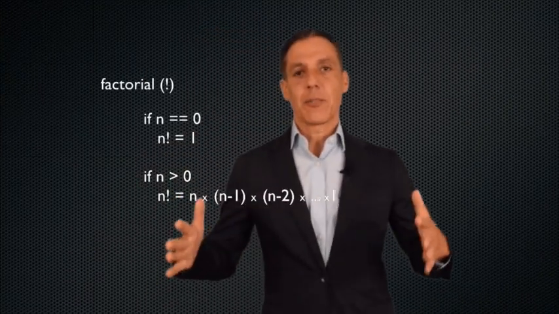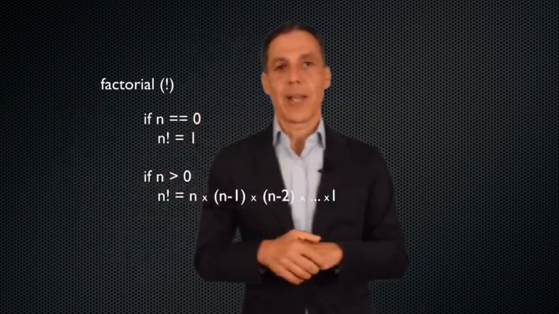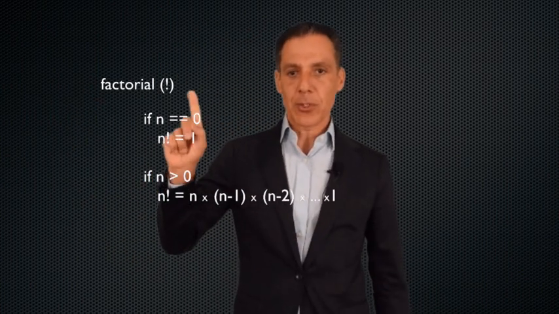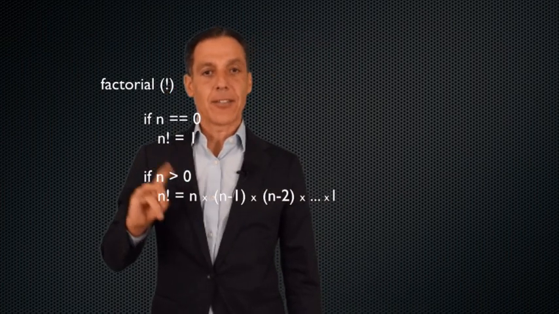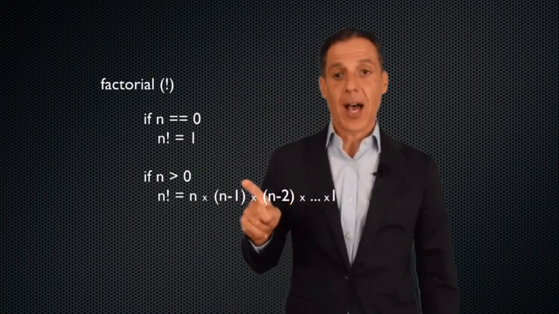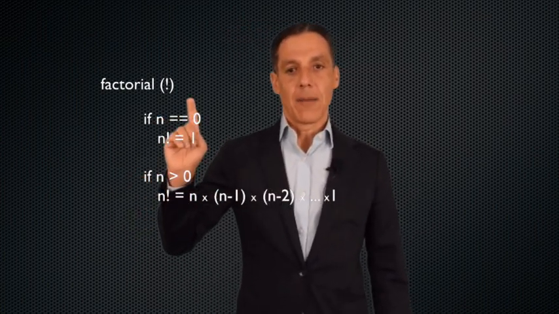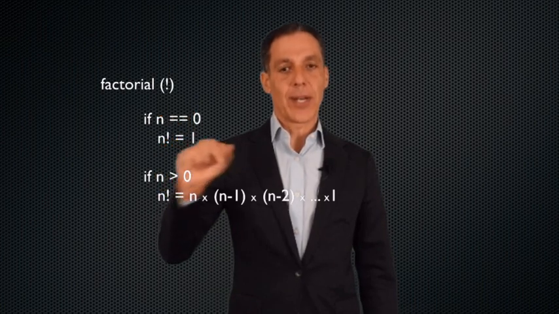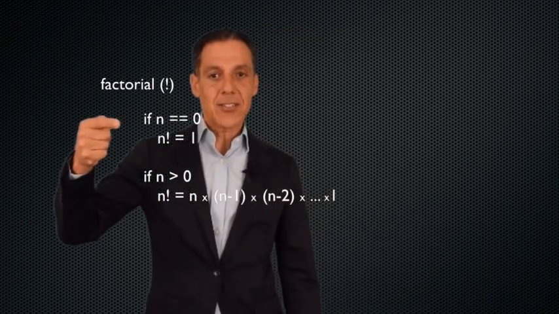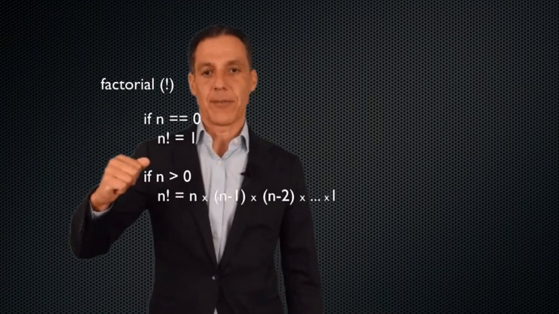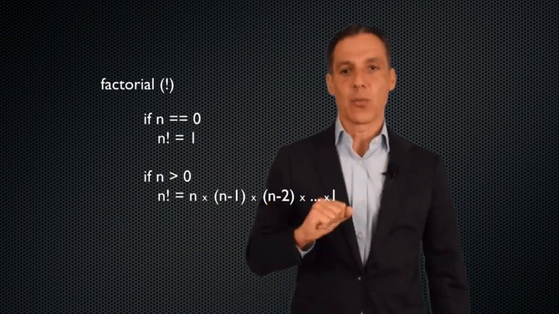All right, let me start by reminding you of the definition of the factorial operator. Of course, the factorial operator is denoted with an exclamation mark and it has the following definition. It is defined, as you can see here, only on integers that are greater than or equal to 0. The definition says that if n is 0, and you're trying to compute n factorial, then n factorial is equal to 1. So 0 factorial is 1.